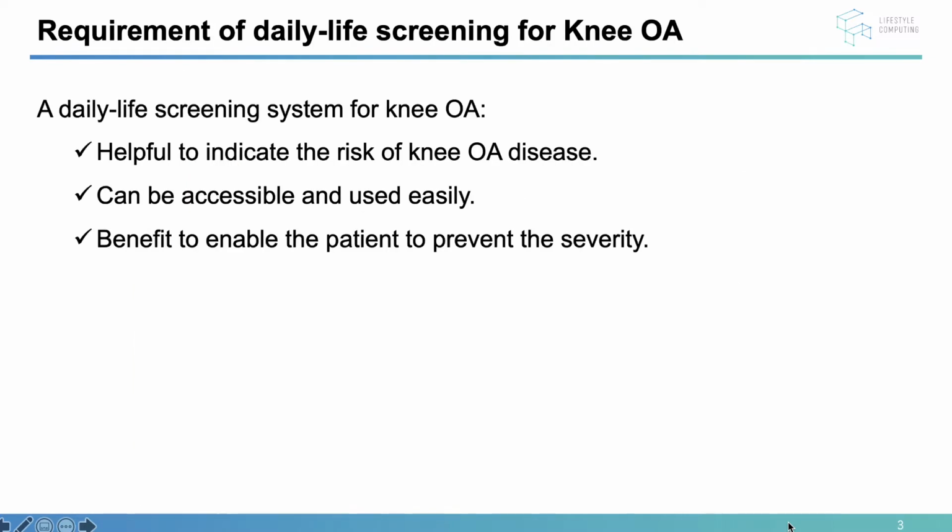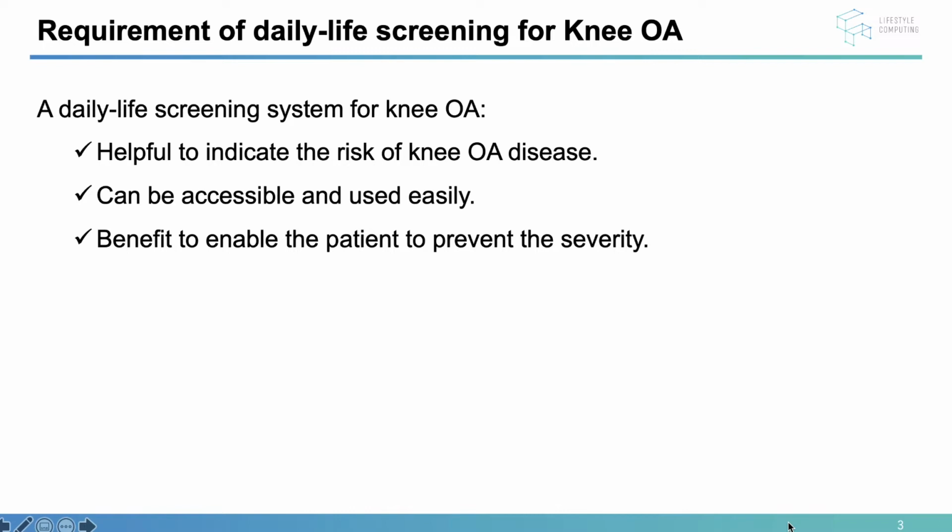Therefore, it is necessary to build a daily life screening system for knee OA. It would be helpful to indicate the risk of the knee OA disease. Also, by using a daily life device, the system can be accessed and used easily. Thus, such a system would benefit patients by enabling them to reverse the severity.